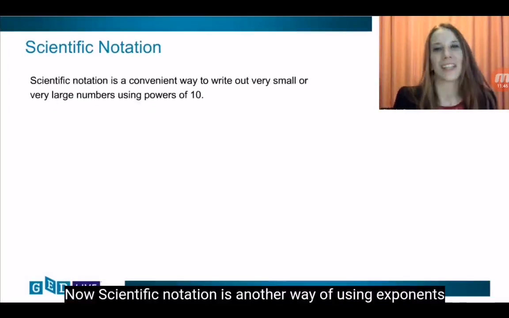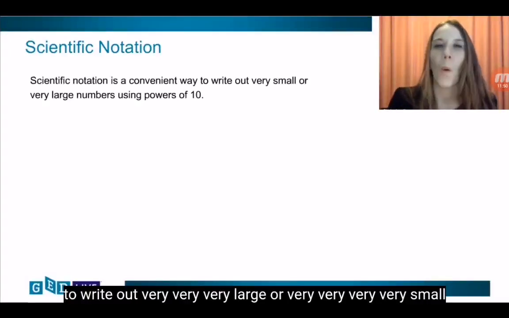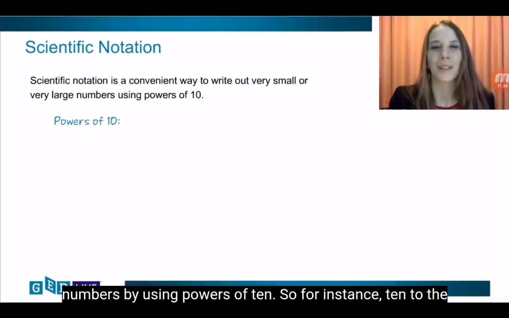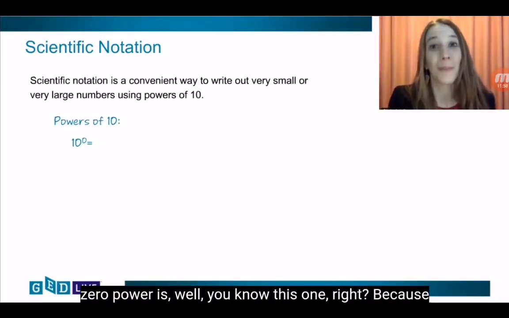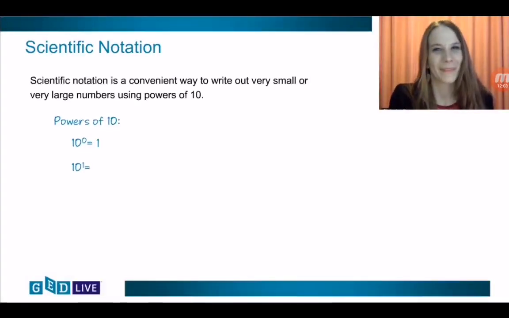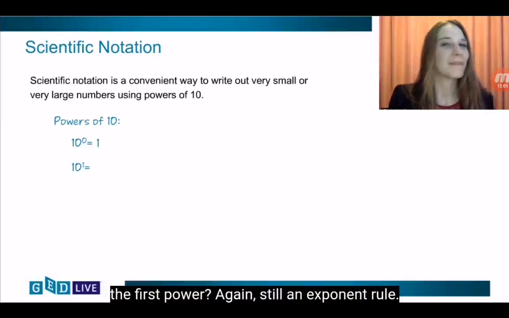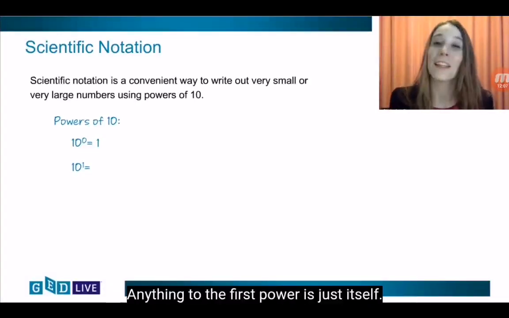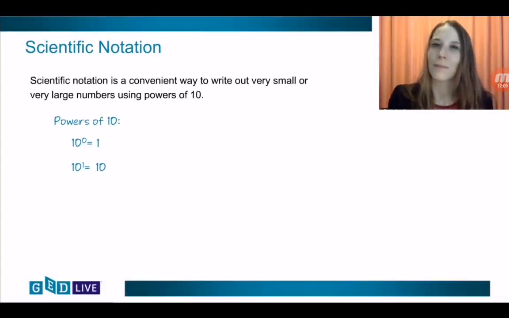Now, scientific notation is another way of using exponents to write out very, very large or very, very small numbers by using powers of 10. So for instance, 10 to the 0th power is, well, you know this one, right? Because anything to the 0th power is 1. 10 to the 1st power, again, still an exponent rule. Anything to the 1st power is just itself.